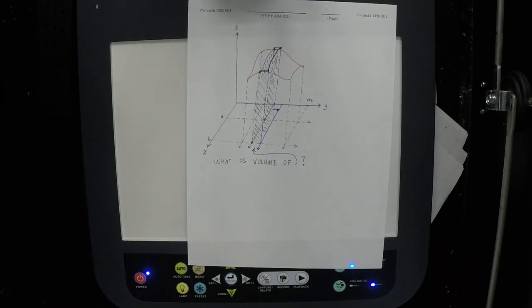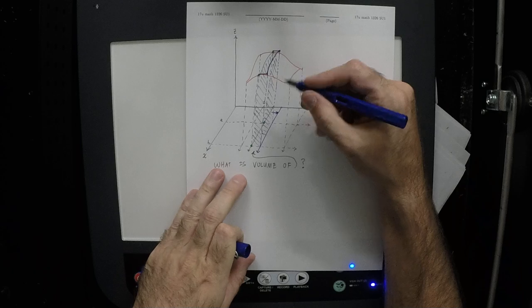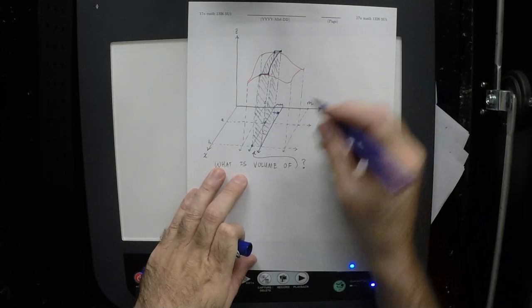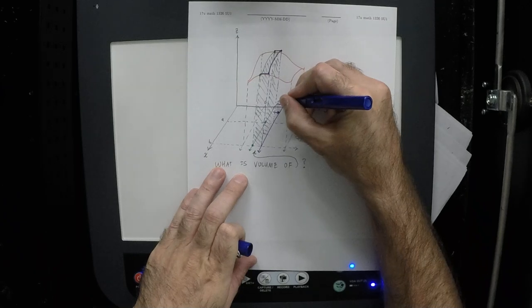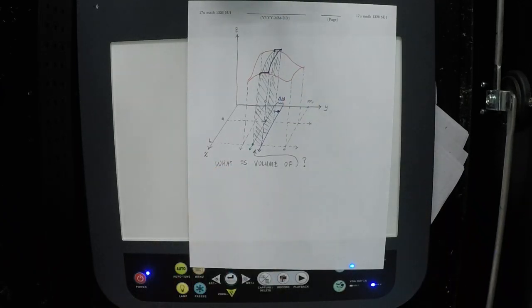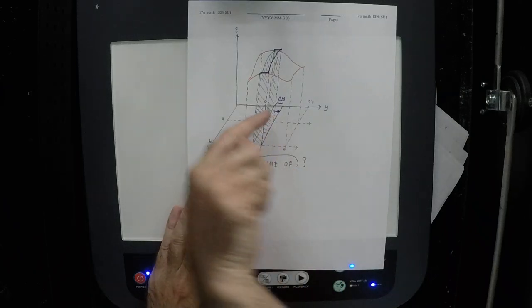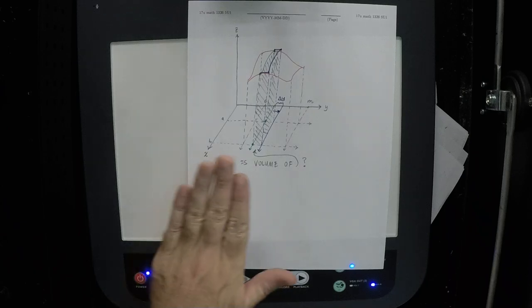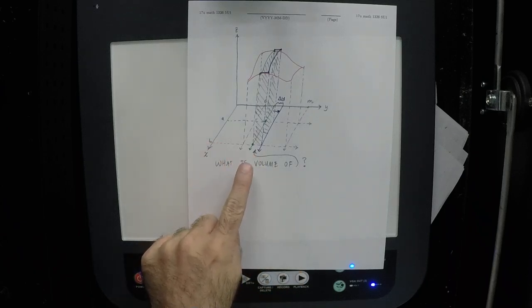Let's think about it. Suppose that this distance right here that we move to the right, suppose that distance were delta y. Suppose that distance were delta y, because it's moving in the y direction. What's the volume of that bread slice?